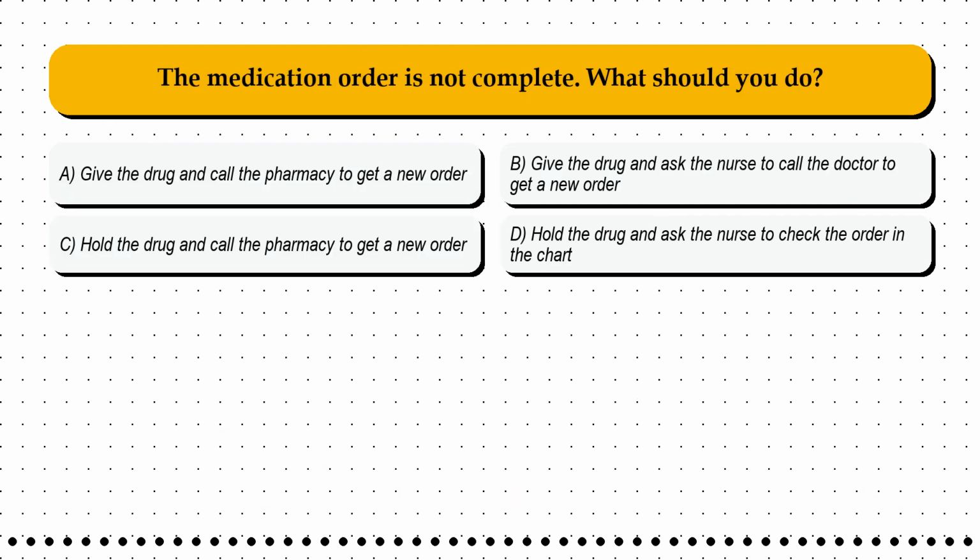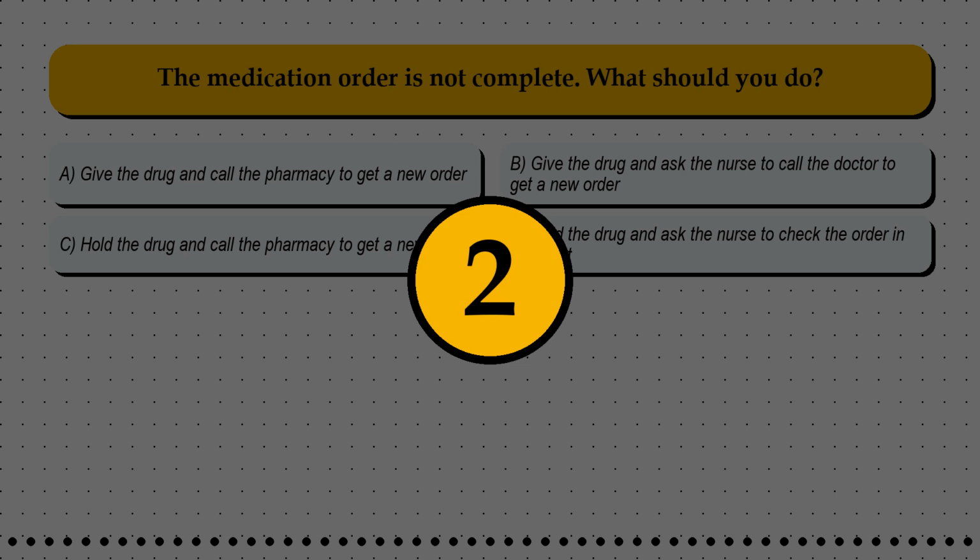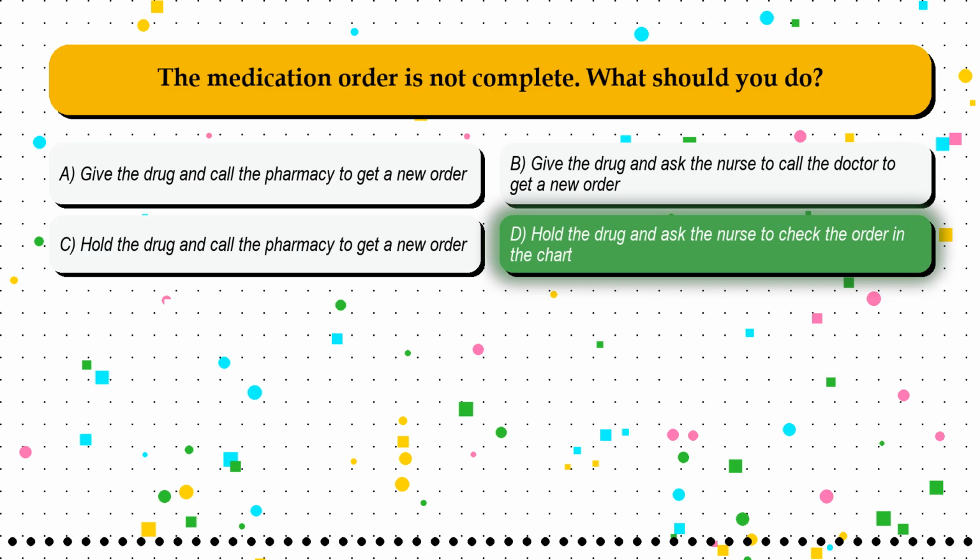Question 336. The medication order is not complete. What should you do? Option A. Give the drug and call the pharmacy to get a new order. Option B. Give the drug and ask the nurse to call the doctor to get a new order. Option C. Hold the drug and call the pharmacy to get a new order. Option D. Hold the drug and ask the nurse to check the order in the chart. The correct answer is option D. Hold the drug and ask the nurse to check the order in the chart.